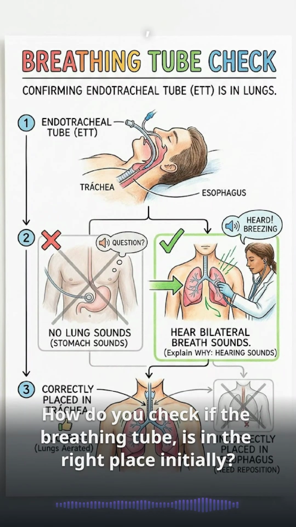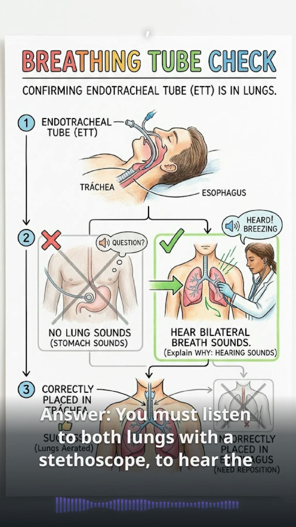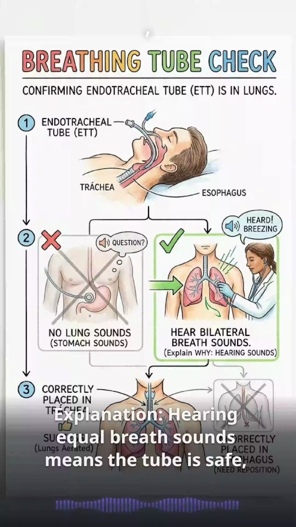29. How do you check if the breathing tube is in the right place initially? You must listen to both lungs with a stethoscope to hear the air move. Hearing equal breath sounds means the tube is safe and sitting inside the windpipe properly.